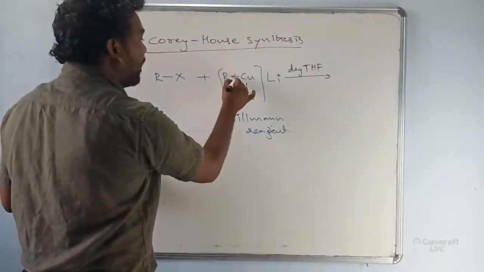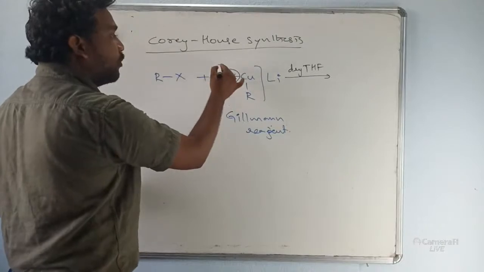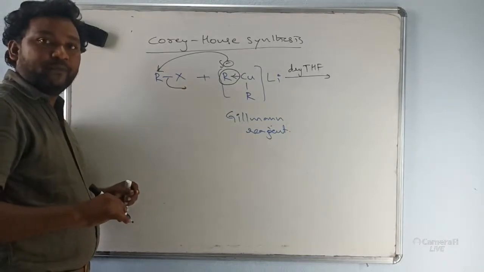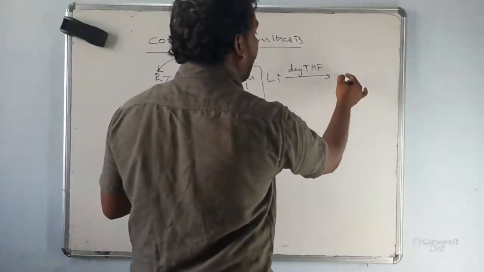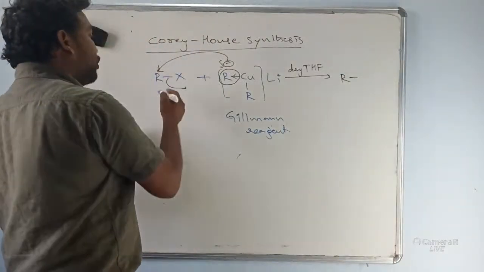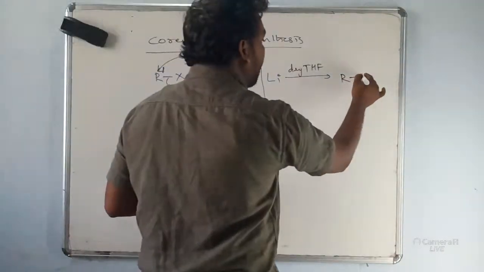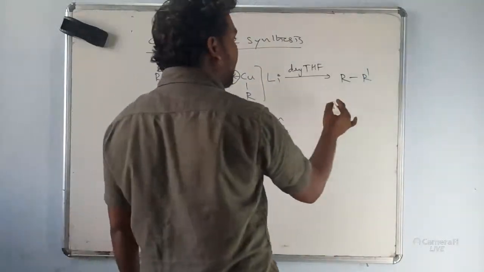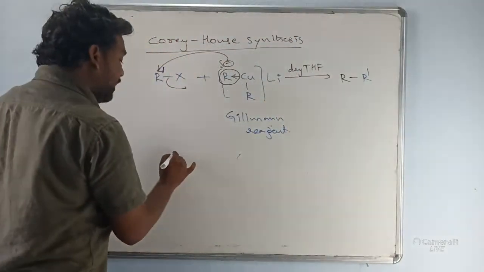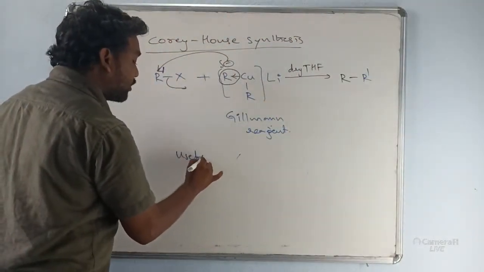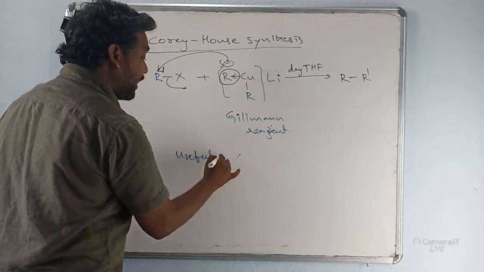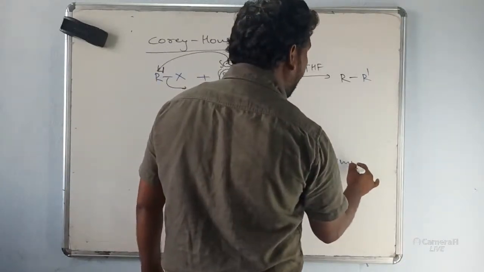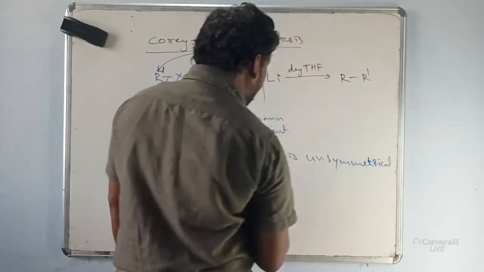We know that the alkyl group present on the metal takes electrons and gets a negative charge. It acts as a nucleophile, and this nucleophile replaces the halogen, so it is a nucleophilic substitution. Then we get the respective higher alkanes. For the sake of understanding, I am labeling this alkyl group with a prime, so here we get R prime. This Corey-House synthesis is a very useful reaction used to synthesize unsymmetrical higher alkanes.